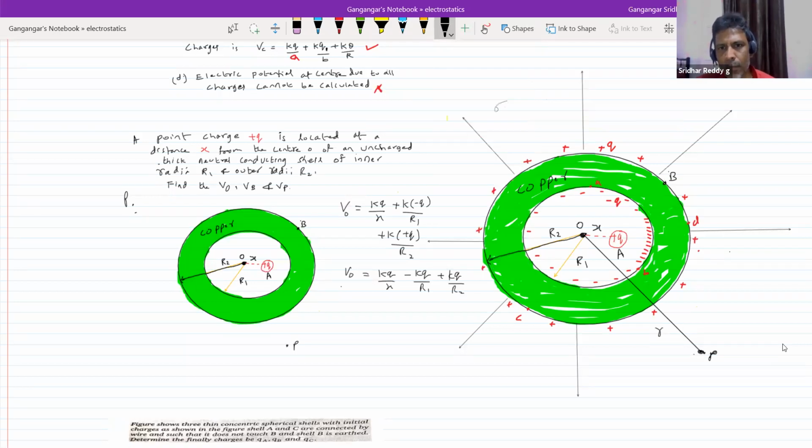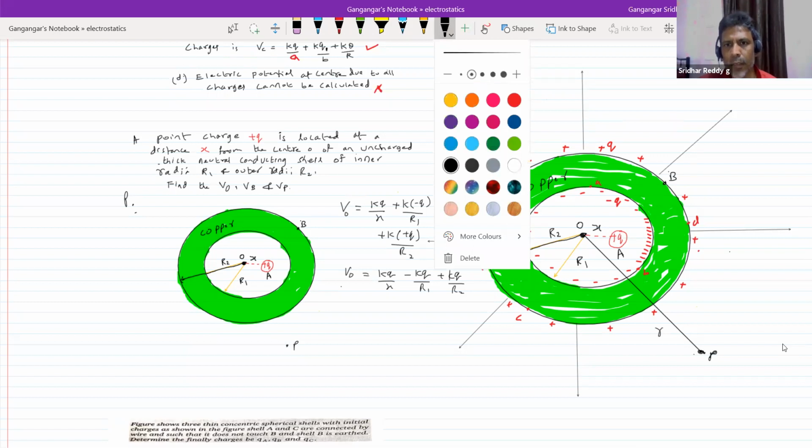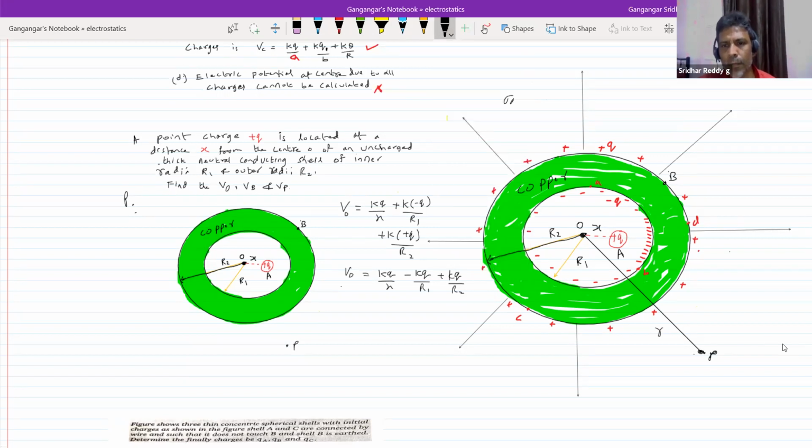Sigma A, thickness of the nib, no? Oh, yeah. Sigma A not equal to sigma B. Sigma C equal to sigma D.